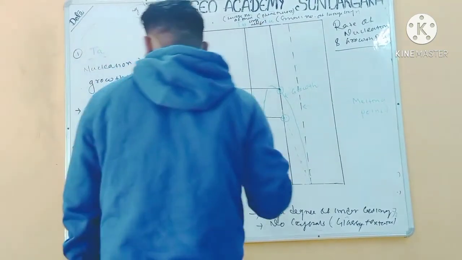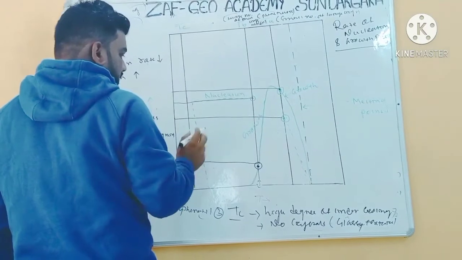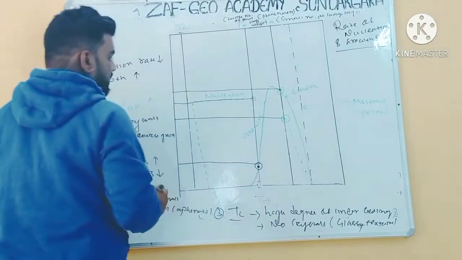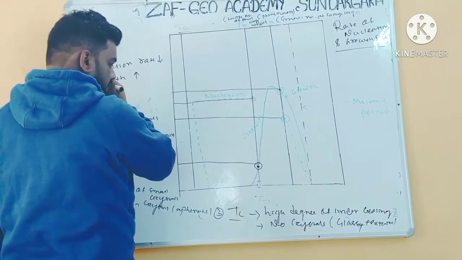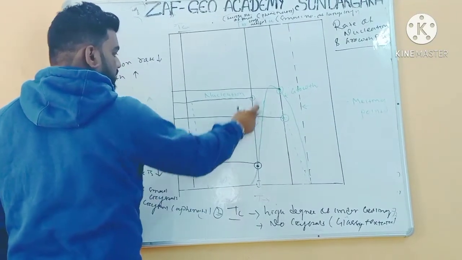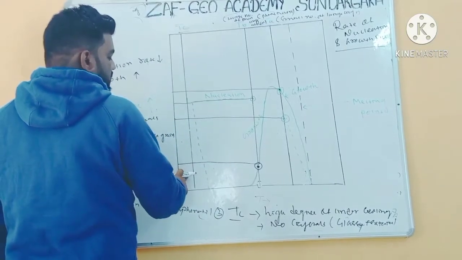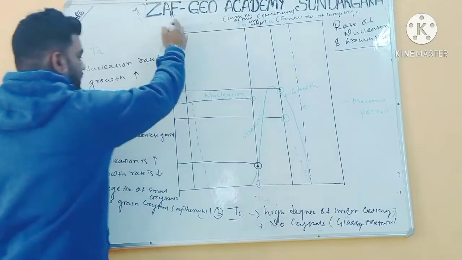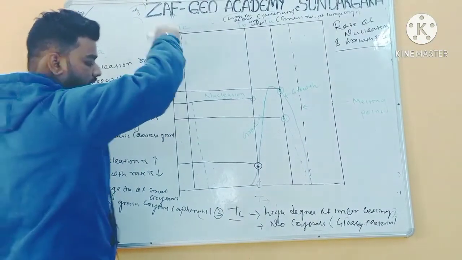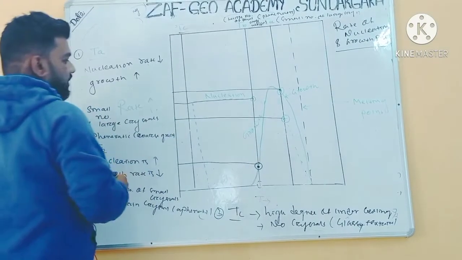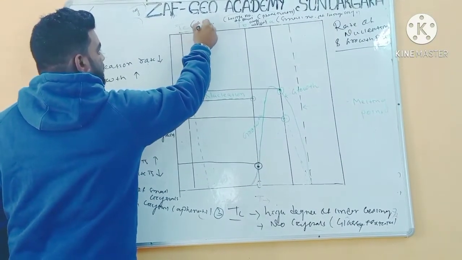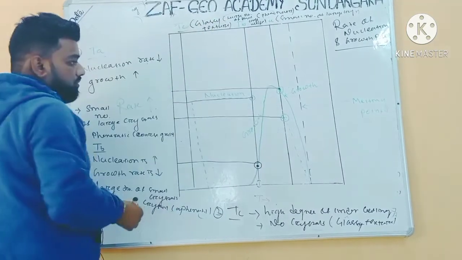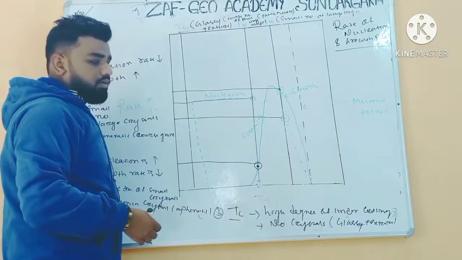Now at temperature TC, there is a high degree of undercooling. The growth curve is not touching here, so there will be a high degree of undercooling, and no crystals will develop at this particular temperature, and the rock will show the glassy texture. So clear this diagram, note it down and make your diagram in your notebook.